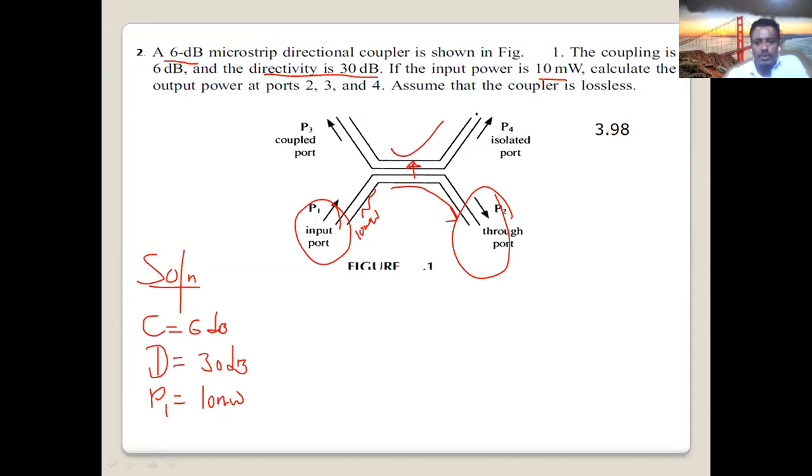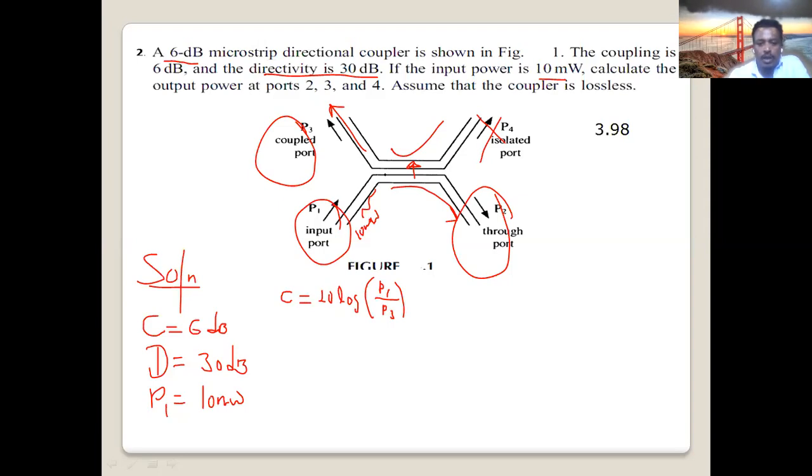Okay, theoretically we don't need power here. All the coupled signal must go only to the coupled port. But due to design imperfection, there is leakage in the wrong direction. So let's calculate P2, P3, and P4. Let's start from C. C is equal to 10 log of P1, the input power, divided by P3, right? You know the formula for C.